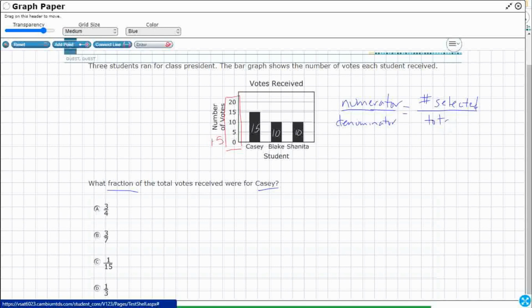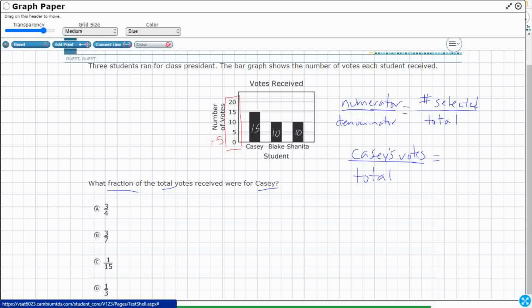So it's the numerator that really changes based on, are we looking at Casey, are we looking at Blake, are we looking at Shanita, are we looking at Blake and Shanita. So in this case, we've got, let's see, total votes for Casey. Okay. So they tell you the fraction of the total votes. So we need Casey's votes. Right? That's what we're looking at. We're looking at Casey's votes. That's the number selected. And then fraction of the total. Okay. So that seems pretty straightforward.